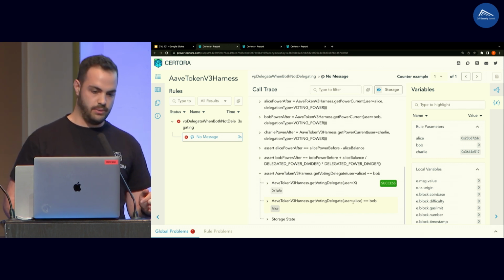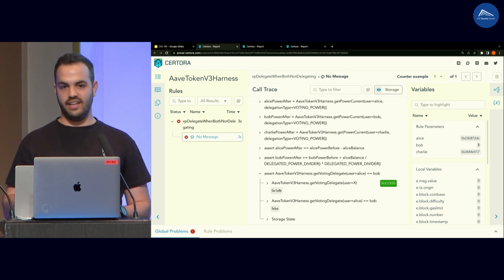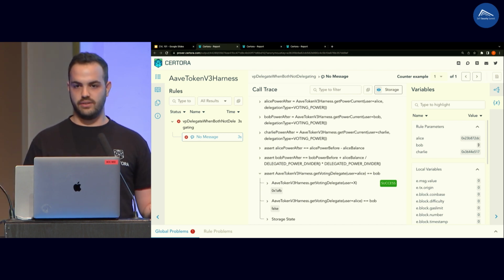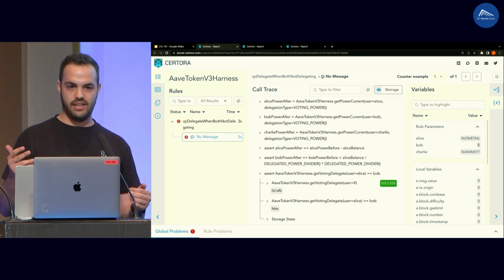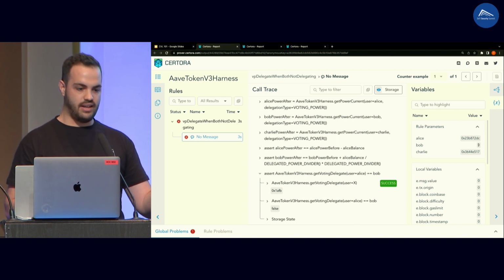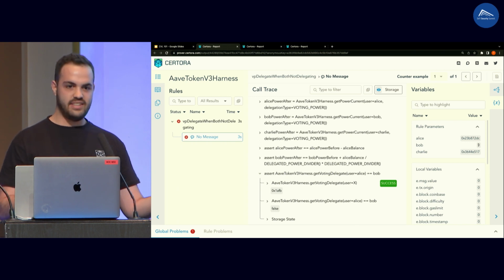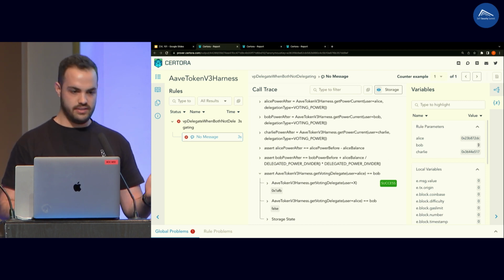Why did it fail? We can check here the rule parameters. We can check on the side that Bob, in this example, is 0. Why is this important? Because in the Aave token, whenever you delegate to 0, it's a special address. Whenever you delegate to 0, it means as if you delegate to yourself. So although you're not delegating to yourself, from the system perspective, you are delegating to yourself. So Alice's delegatee is herself. So then Bob is not her delegatee. So that breaks, which is not good.